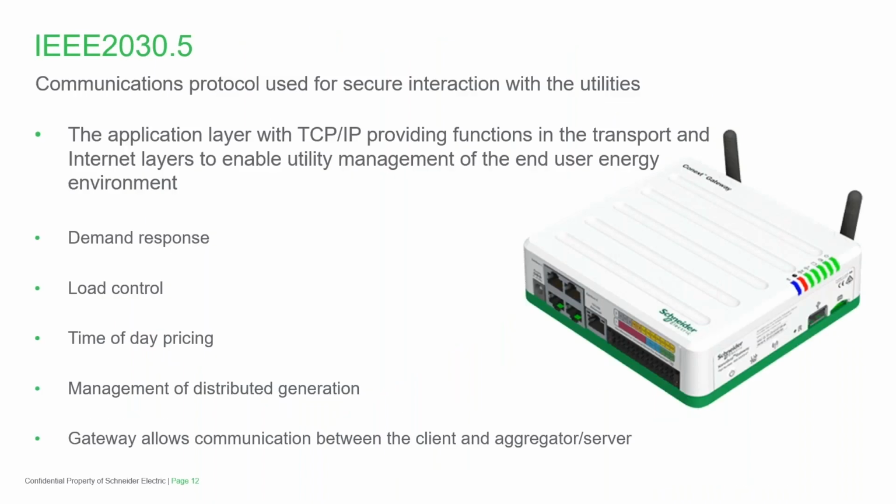Additionally, and maybe some of you are from California, the gateway allows us to comply with the communication protocol IEEE 2030.5, which is actually part of the California Rule 21 Phase 2, where the utility companies have required this because they want to manage the end user energy. With the gateway, we can communicate between the client and the aggregator server. The aggregators are going to be the entities who are going to manage all these distributed generations. So we are complying with the latest regulation with the gateway.